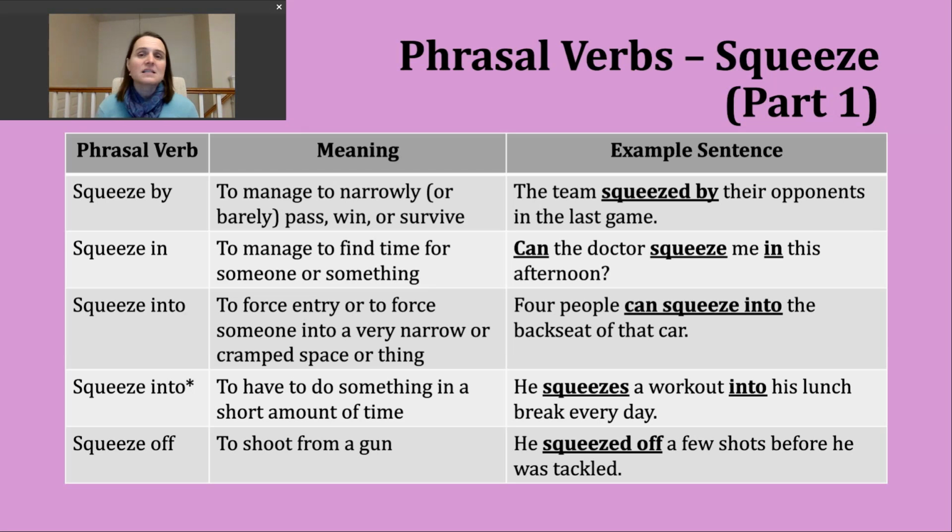So again, this sentence here is describing a gunman in this case who is able to shoot a gun before the person is stopped from continuing that action. He squeezed off a few shots, and the team squeezed by their opponents. Those are both simple past tense sentences in the affirmative. Okay, so we're talking about completed actions there.